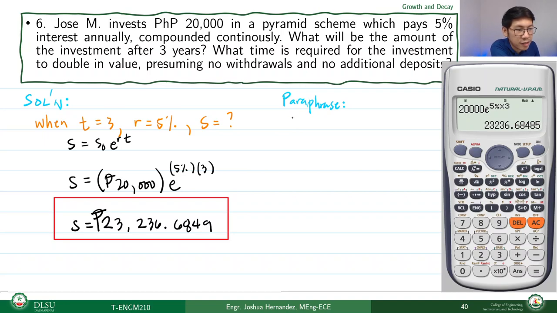So to paraphrase, what time is required for the investment to double in value? Presuming no... Ah, di ba pala tapos? Ano, tama. 23,000. Hindi pa pala tapos. Meron parang second question. Ang tanong ay, what time is required for the investment to double in value? So, ito yung una. Sorry about that.